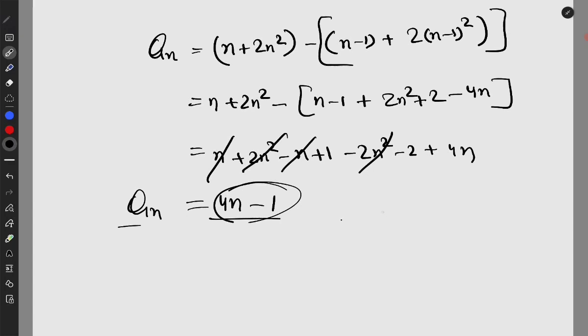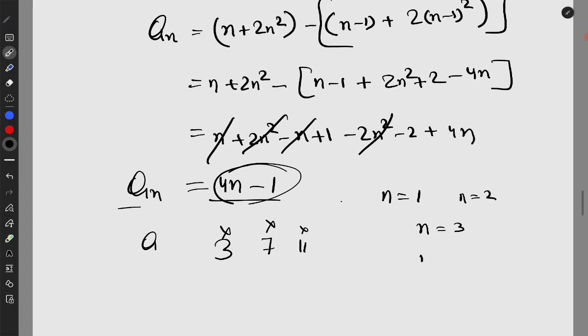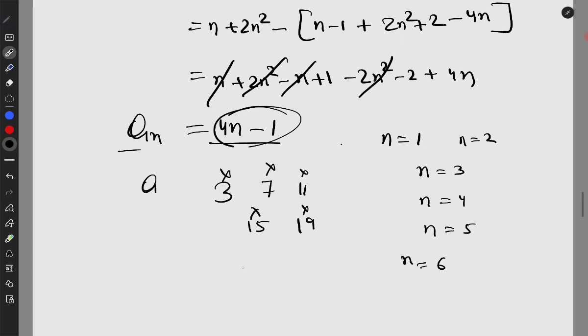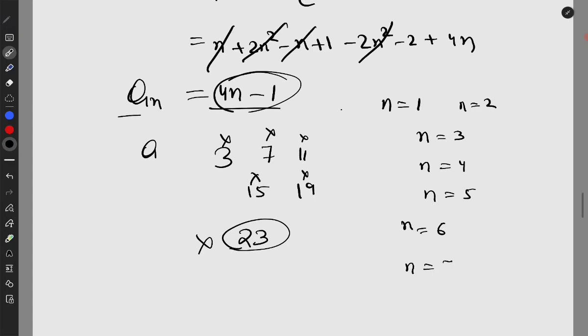So if you put n equal 1, it will be 3, which is not a multiple of 9. If you put n equal 2, it will be 7, again not possible. If you put n equal 3, 12 minus 1, 11, not possible. If you put n equal 4, 16 minus 1, 15, again not possible. If you put n equal 5, 20 minus 1, 19, again not possible. If you put n equal 6, 24 minus 1, 23, again not a multiple of 9. If you put n equal 7, 28 minus 1, this will give us 27.